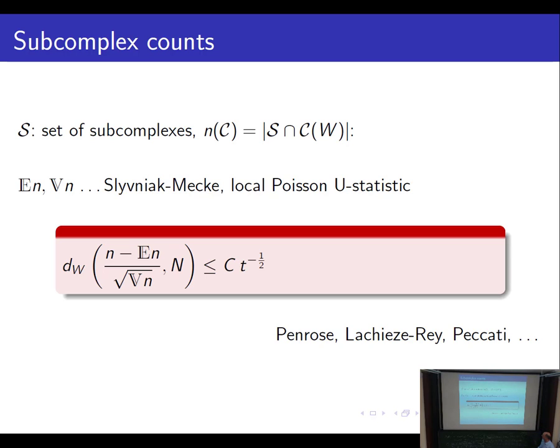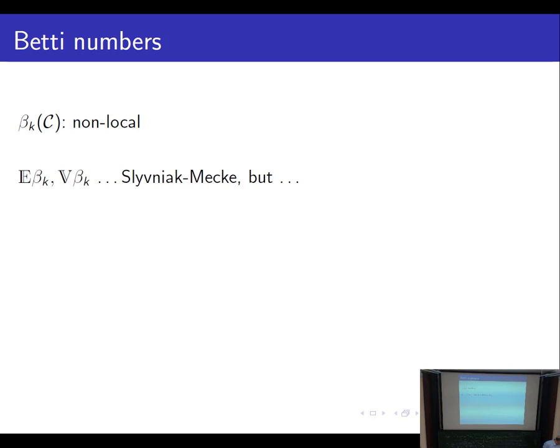The next step would be the Betti numbers of the simplicial complex. This turns out to be much more complicated because the Betti numbers are no longer local U statistics. Yes, they do not fit into this framework. So the point is they are non-local. And we have seen in yesterday's talk how one can deal with that.